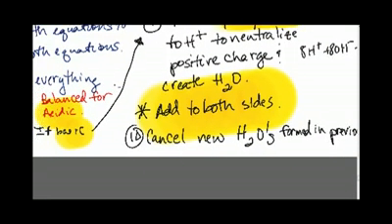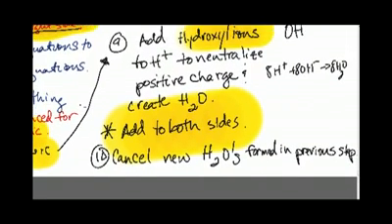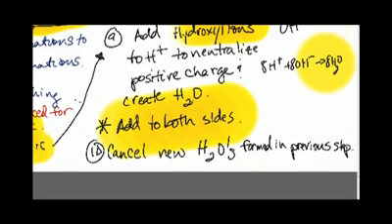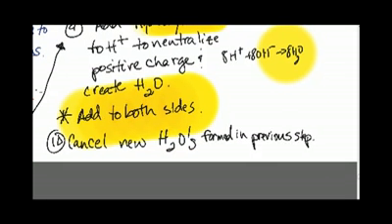When we add to both sides, we're going to be left with OHs on one side, and then these waters that you created need to be reduced. Whichever side you added the hydroxyls to, the opposite side should have some waters, and you cancel them, and then you are balanced for basic. Okay?